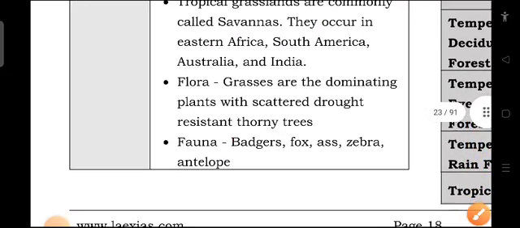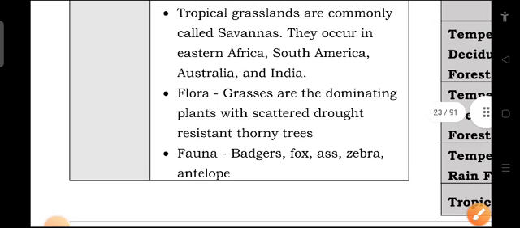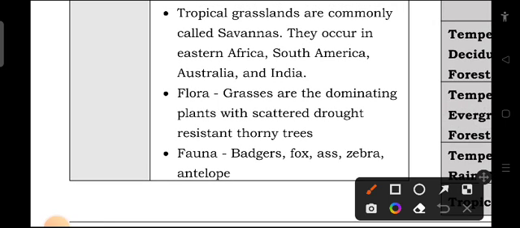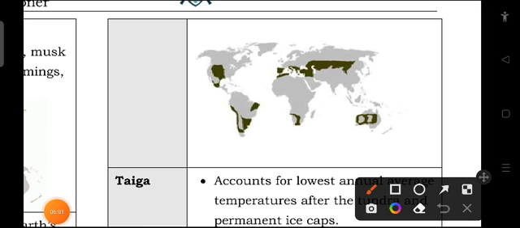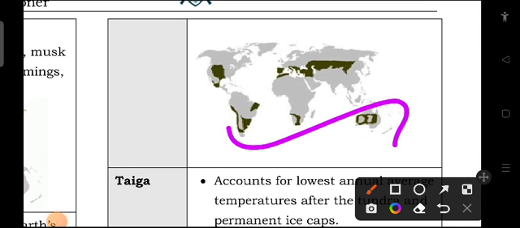Here the flora, grasses, are the dominating plants. Of course, grassland will have grasses at most with scattered, drought-resistant thorny trees. Now, fauna available are badger, fox, ass, zebra, and antelope. These are some of the fauna available. So, yeah, this is the grassland ecosystem.